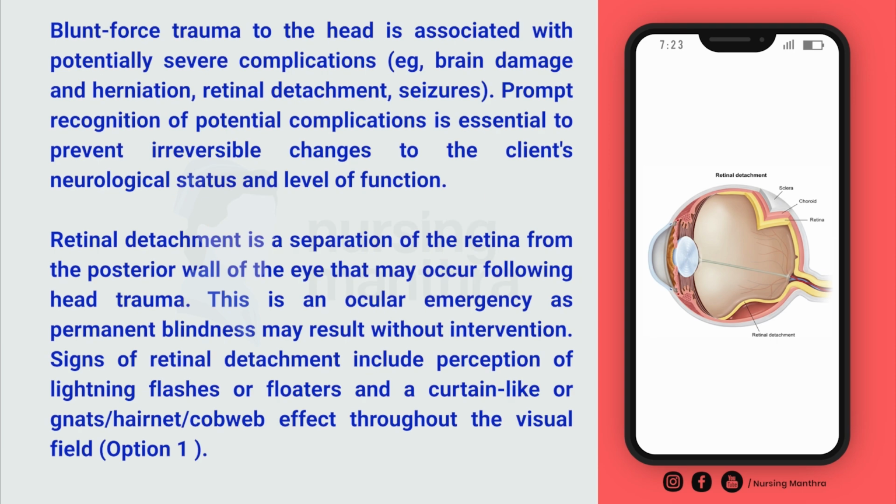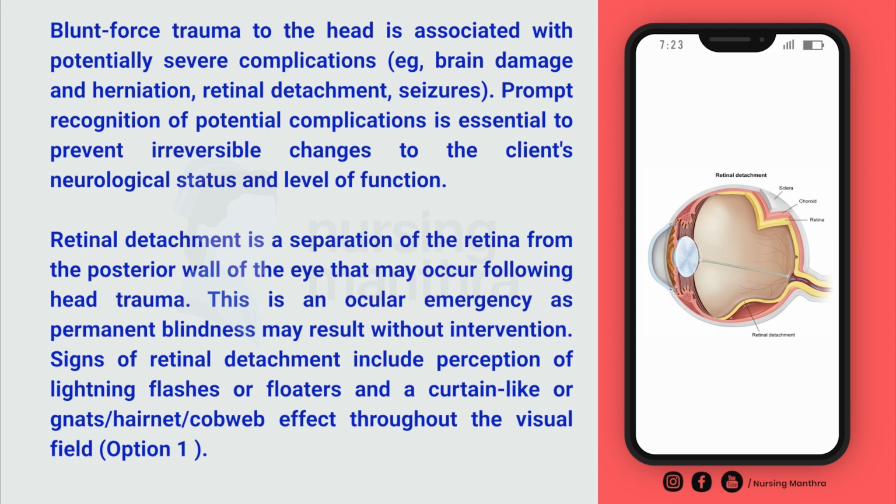Any blunt force trauma to the head is associated with potentially severe complications. Brain damage, herniation, retinal detachment, seizures, these all are the complications for blunt force trauma of the head. So always when you are getting a head injury patient, you have to check for brain damage, herniation, retinal detachment, seizures, etc. Prompt recognition of potential complications is essential to prevent irreversible changes to the client's neurological status and level of function. So here, retinal detachment.